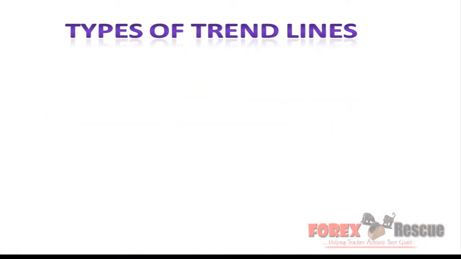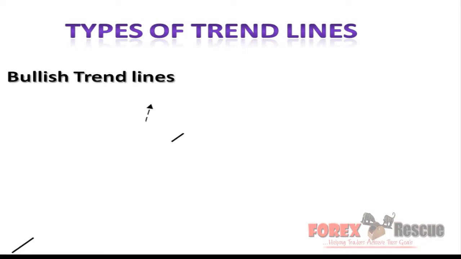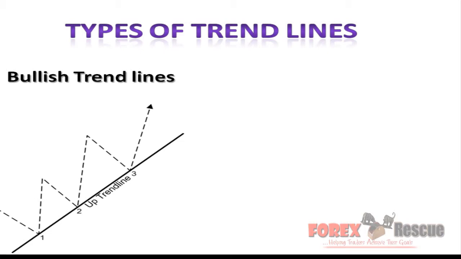Now, there are 2 types of trend lines. We have the bullish trend line. The bullish trend line is drawn by connecting 2 swing points. This is a swing point here. This is a swing point here. By connecting 2 swing points together, this is what we call a bullish trend line.